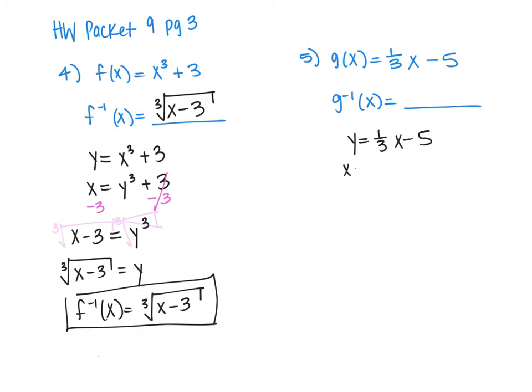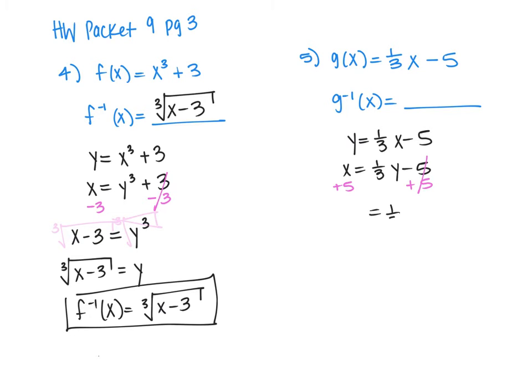And then I'm going to go ahead and switch my variables. So I've just switched my x and my y. And now I have to solve for y. So y has 2 things attached to it, but the first thing I need to detach is the 5. So it's much easier to add 5 to both sides first.